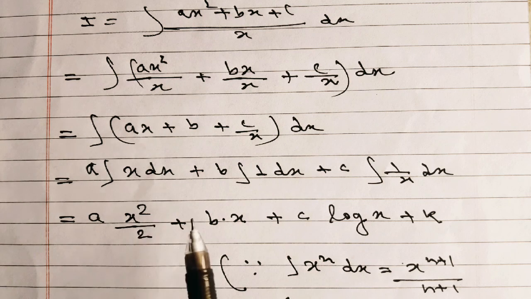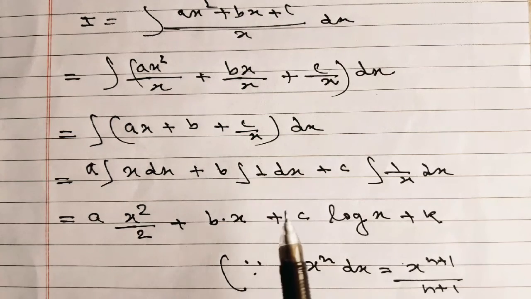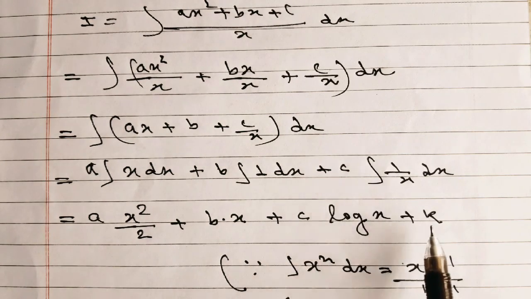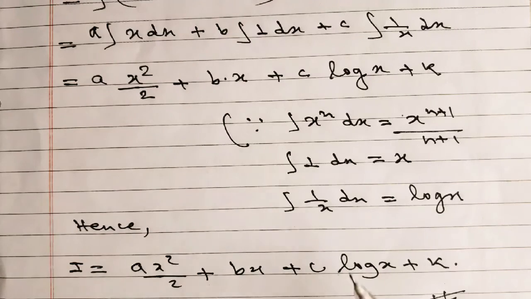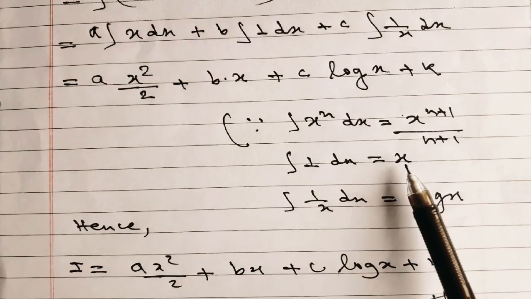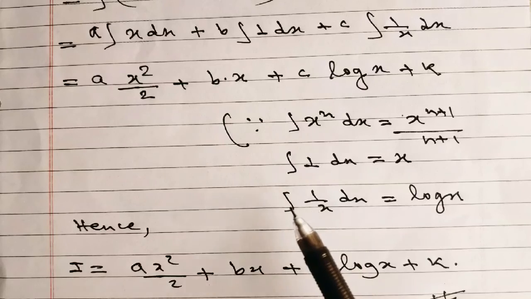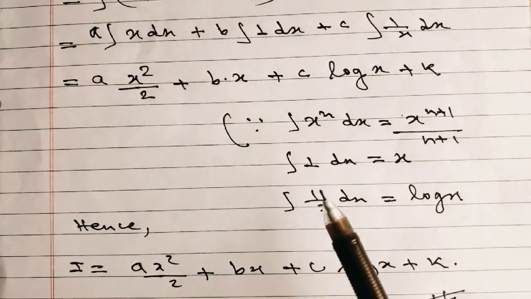That means x power 2 by 2 plus b. Integration of 1 is x plus c. Integration of 1 by x is log x plus k. K is the constant of integration and we have to add it ourselves. Integration of 1 is x because the derivative of x is 1. So integration of 1 is x. 1 by x integration is log x because log x derivative is 1 by x.